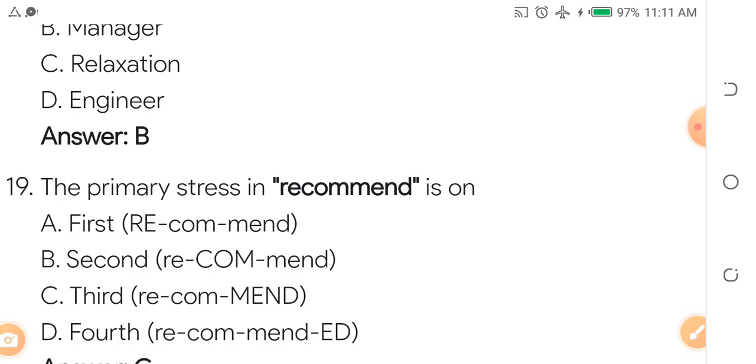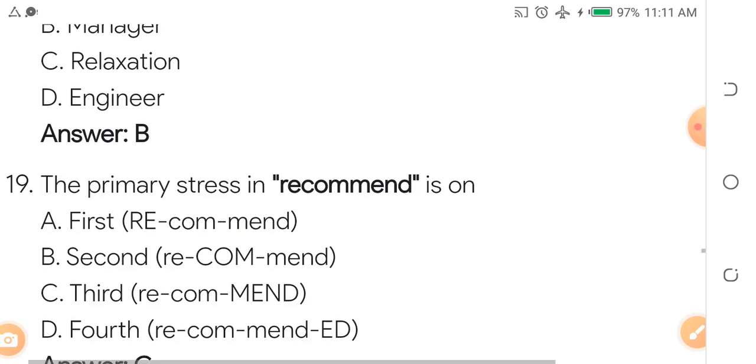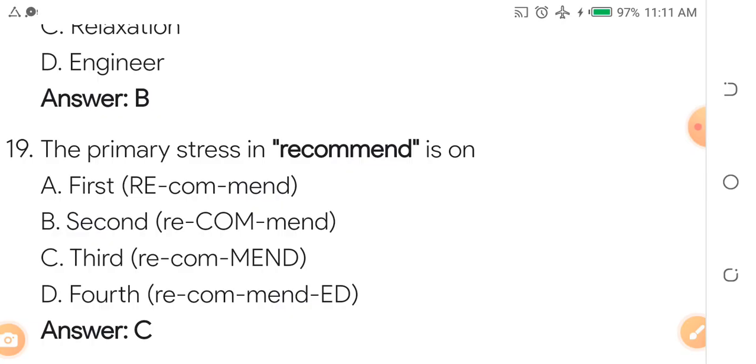The primary stress in recommend. Recommend is on dash. A, recommend. B, recommend. C, recommend. D, recommended. The answer is C, recommend. Mend.